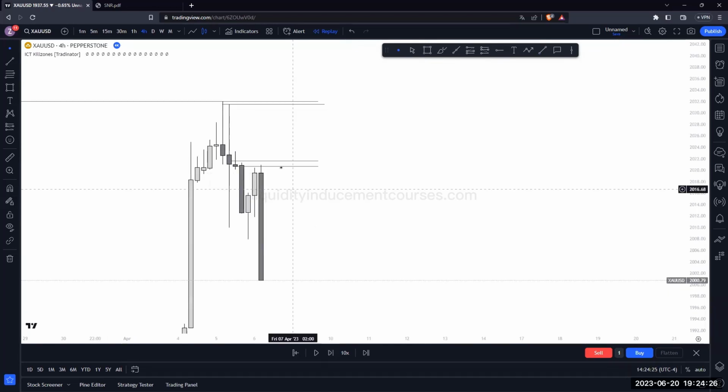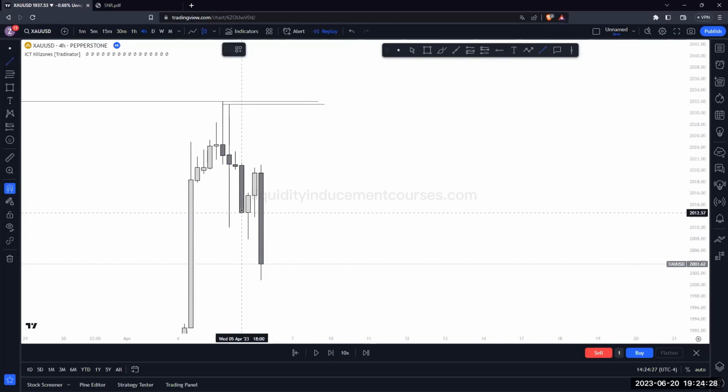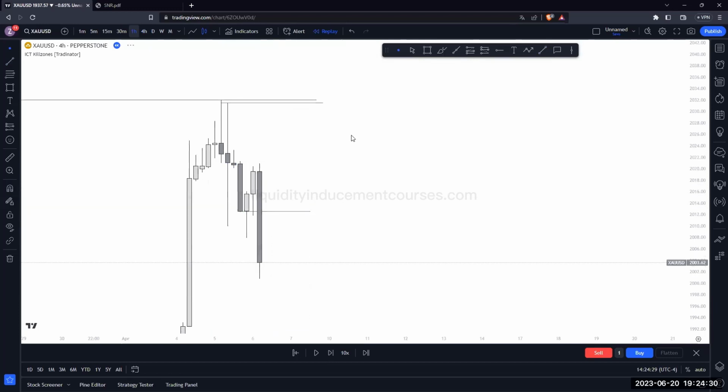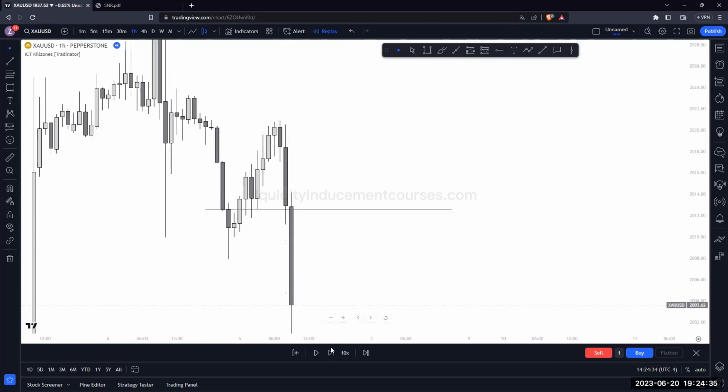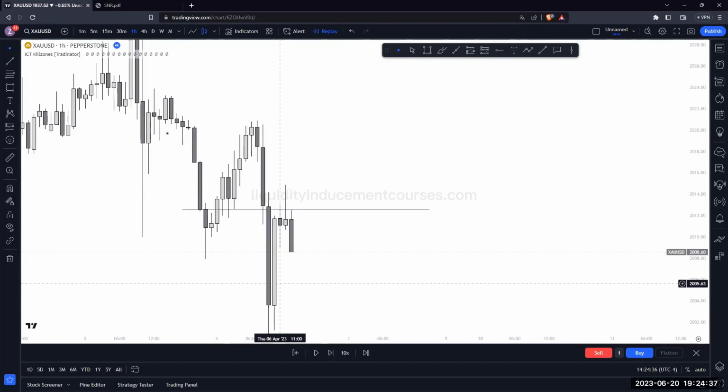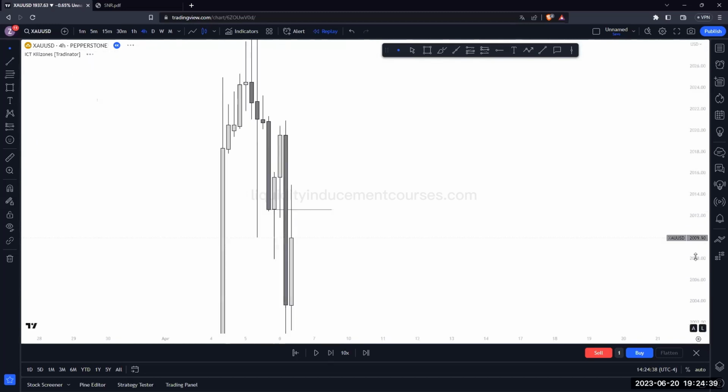Okay, price touches and goes lower. Where is the closest H4 now? We have this one, H4. We go to the H1. Okay, H1 is fresh, so you can take that one. Always 30 pips stop loss.